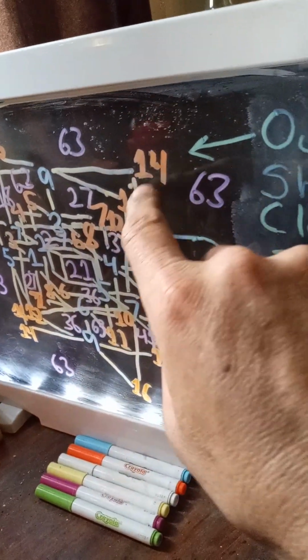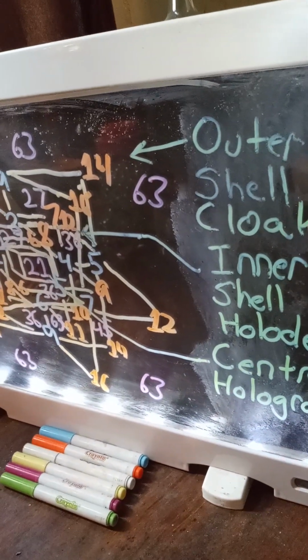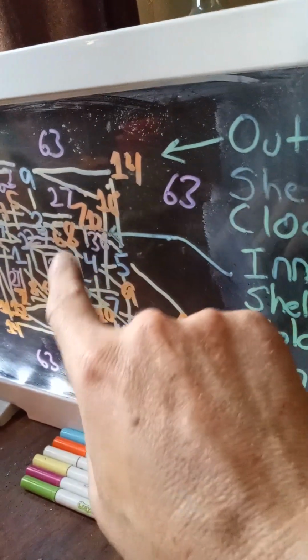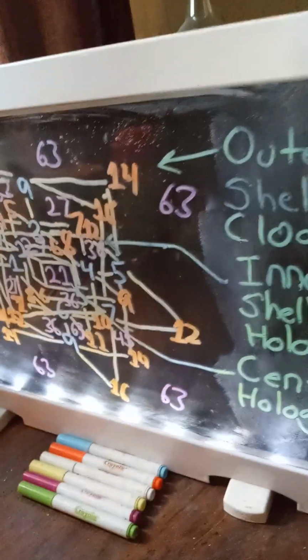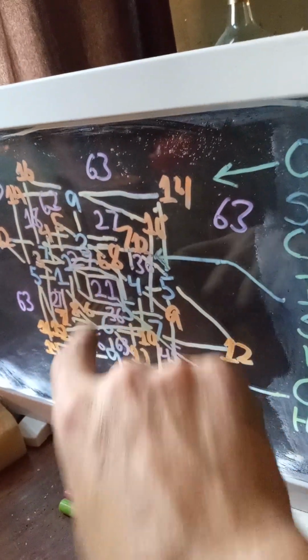Those are the 3 basic things that make up a portal. A cloaking shell, which could be any type of polyhedra. An inner holodeck shell, or cube in this case. And the central ghost number is the central hologram.